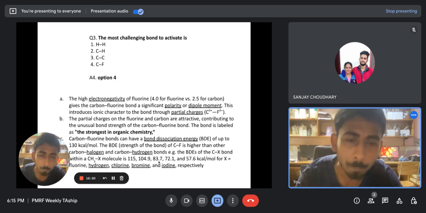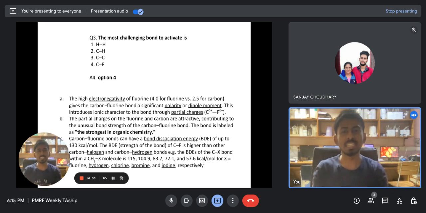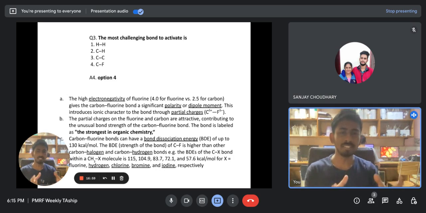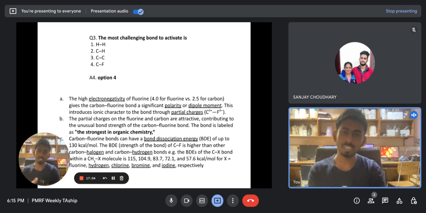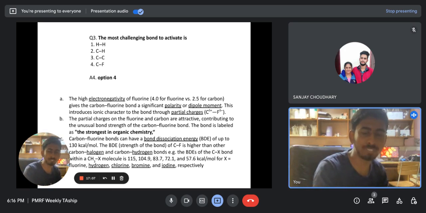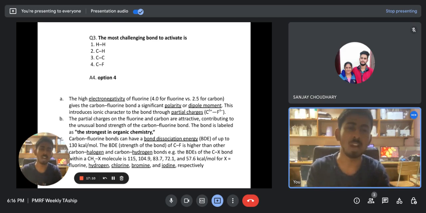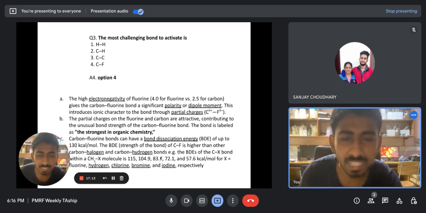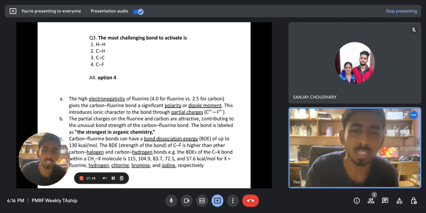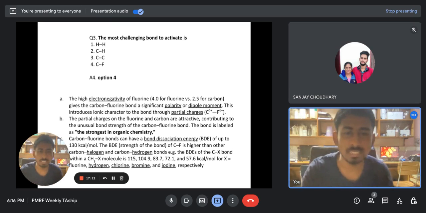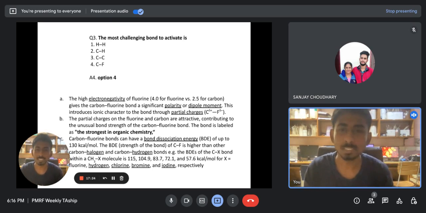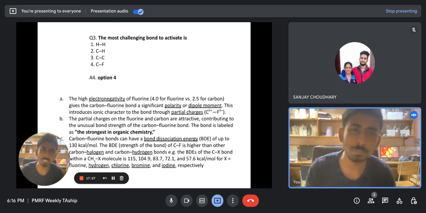In case of Cl, Br, iodine, they have 3s 3p 4s 4p kinds of orbitals. They are quite large in nature, and have a significant orbital mismatch with the 2s or 2p orbitals of the carbon. Because of the orbital mismatch, the bond dissociation energies of the carbon chlorine, carbon bromine or carbon iodine bonds are quite low. Here you can see 83.7 kilocalorie per mole is for chlorine, 72.1 kilocalorie per mole is for bromine, and for iodine it is 57.6 kilocalorie per mole. That's why the carbon fluorine bond is the most challenging bond to activate in the field of organic chemistry.